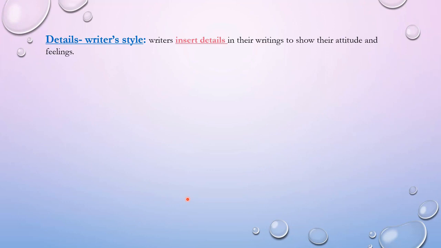We discussed previously how writers use diction, or choice of words, to show their opinion or feelings. Now let's move to details, or the writer's style. Writers insert details in their writing to show their attitude and feelings.